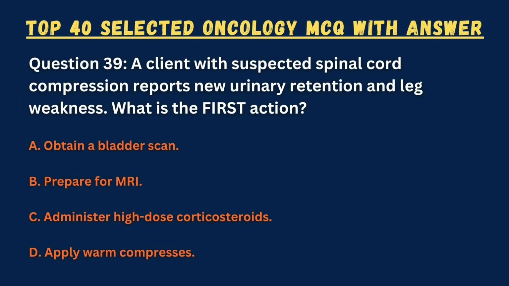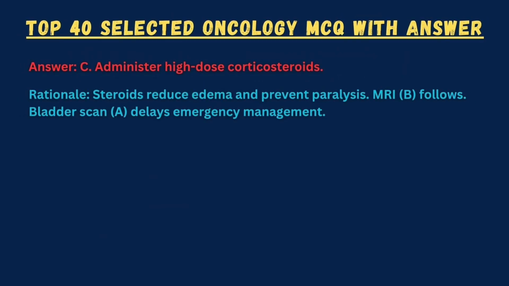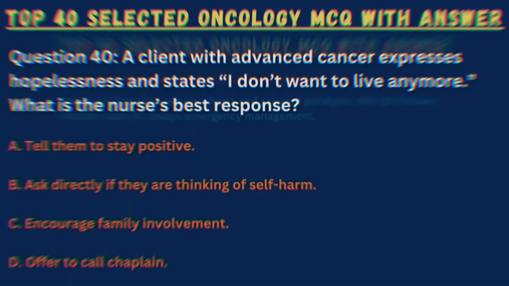Question 39. A client with suspected spinal cord compression reports new urinary retention and leg weakness. What is the first action? A. Obtain a bladder scan. B. Prepare for MRI. C. Administer high-dose corticosteroids. D. Apply warm compresses. Answer: C. Administer high-dose corticosteroids. Rationale: Steroids reduce edema and prevent paralysis. MRI, B, follows. Bladder scan, A, delays emergency management.